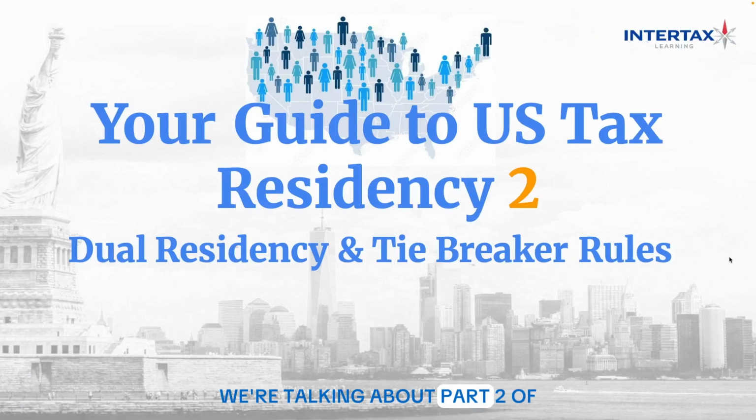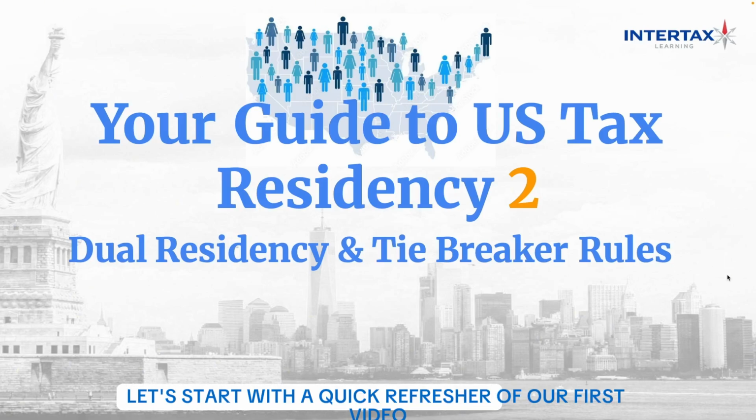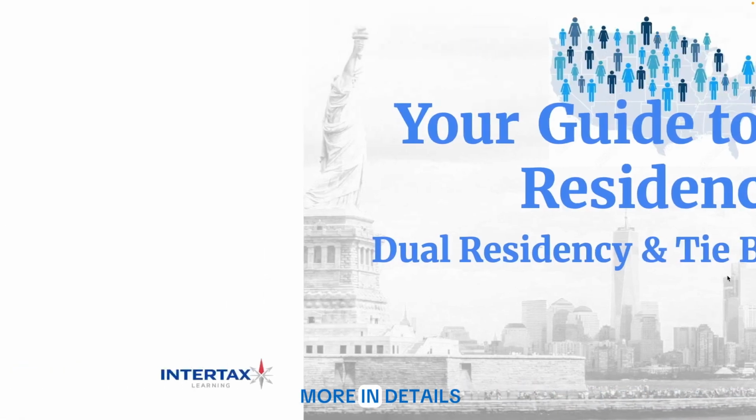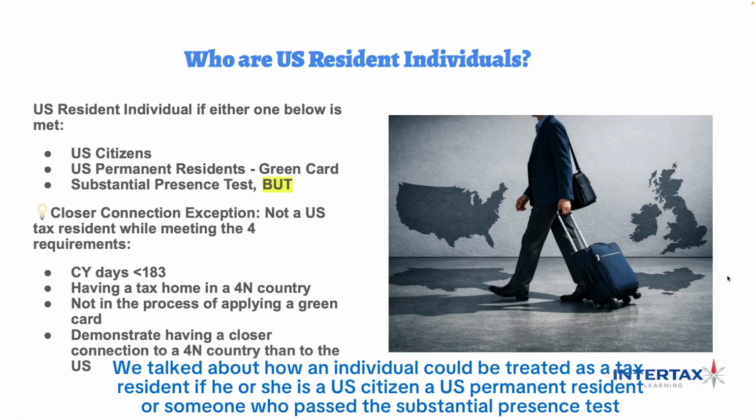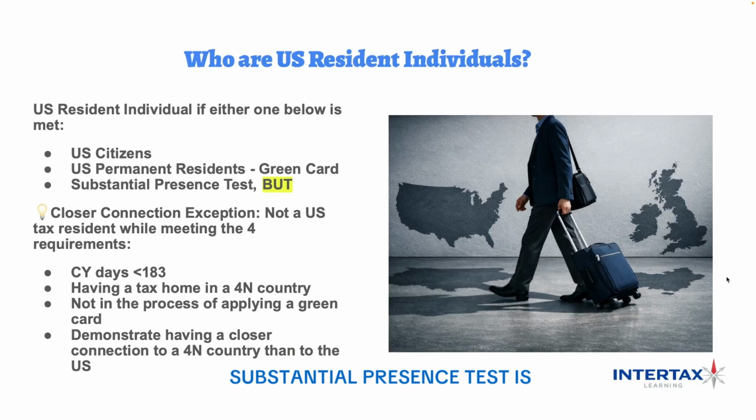We're talking about part 2 of the requirements of U.S. tax resident individuals. Let's start with a quick refresher of our first video. You're welcome to go back to that video to review more in detail. We talked about how an individual could be treated as a tax resident if he or she is a U.S. citizen, a U.S. permanent resident, or someone who passed the substantial presence test. But even if the substantial presence test is passed by meeting the 183 days threshold, the individual could still apply for the closer connection exception by meeting all 4 of the below requirements.